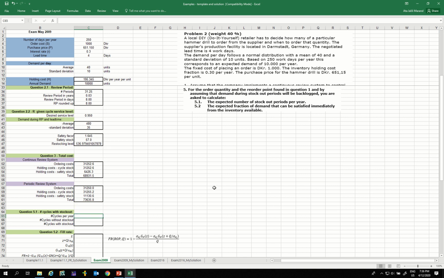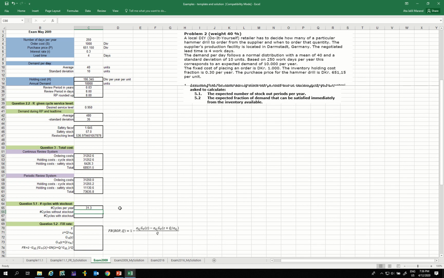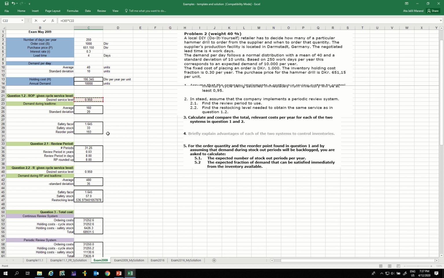So the number of cycles per year is equal to demand divided by EOQ. It is 31.3. Then the cycles without any stockout are the number of cycles that we have multiplied by the cycle service level, which is 95%.